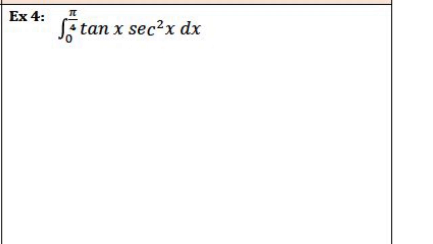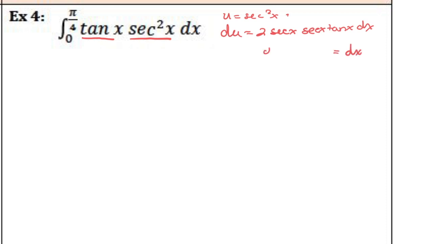Okay, so now example 4 is very complex. I have 2 parts to this problem, tangent x, secant squared x. If I allow u to be equal to the secant squared x, then what happens? Du equals, using a chain rule, 2 secant x times the secant x tangent x dx. That got really complex. And when I solve for dx, my goodness, du over 2 secant squared x tangent x. This looks like crazy talk.